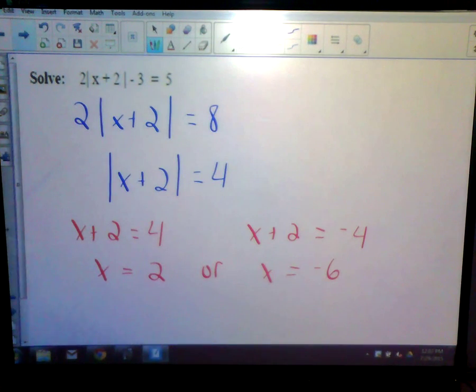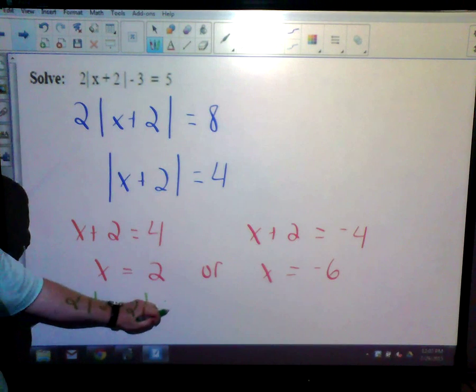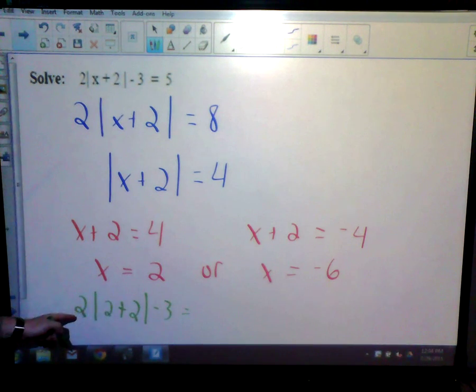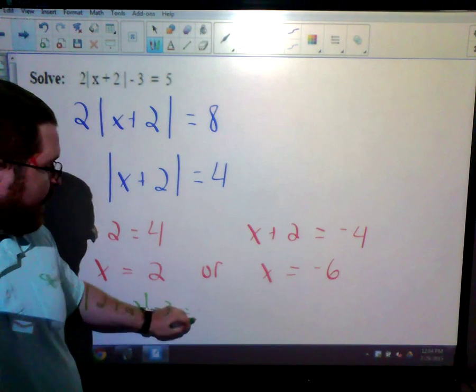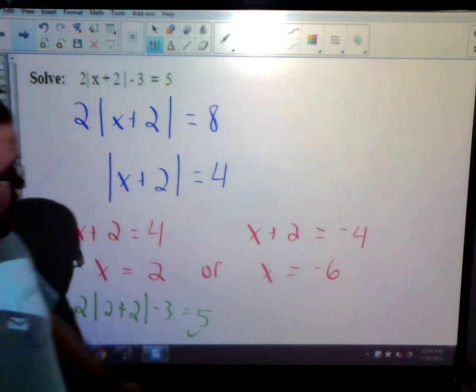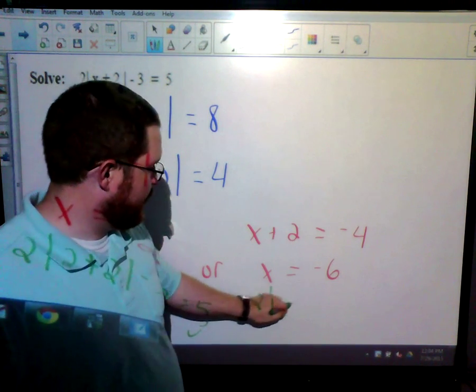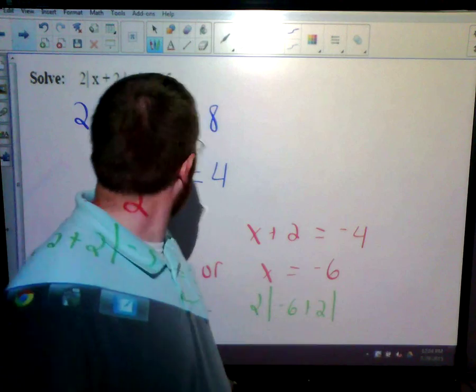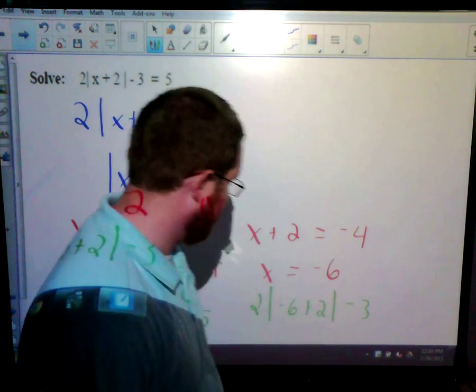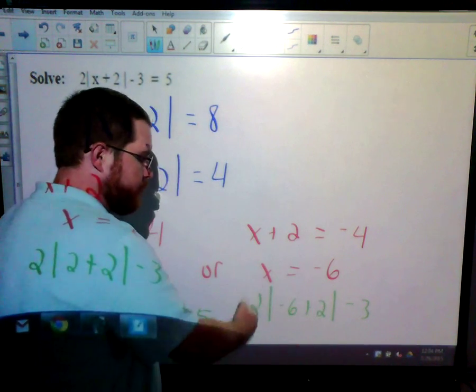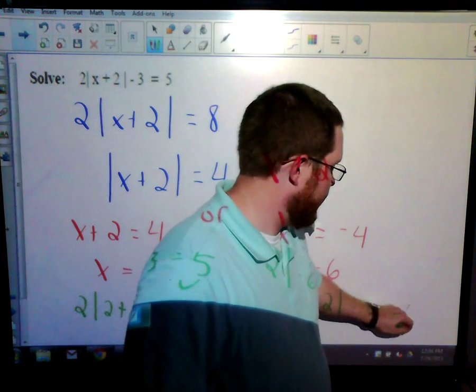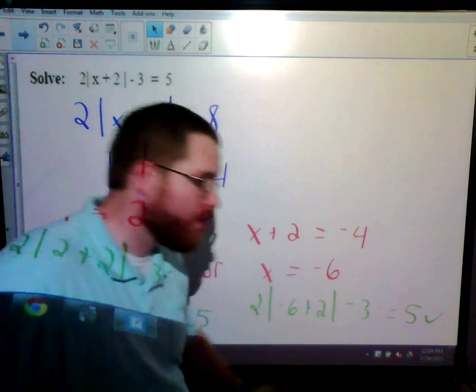Check your answers. 2, absolute value of 2 plus 2 minus 3. So that's 4, that's 8, that's 5. That works. 2, absolute value of negative 6 plus 2 minus 3. That's negative 4, positive 4, 8, and that's 5. That one works too.